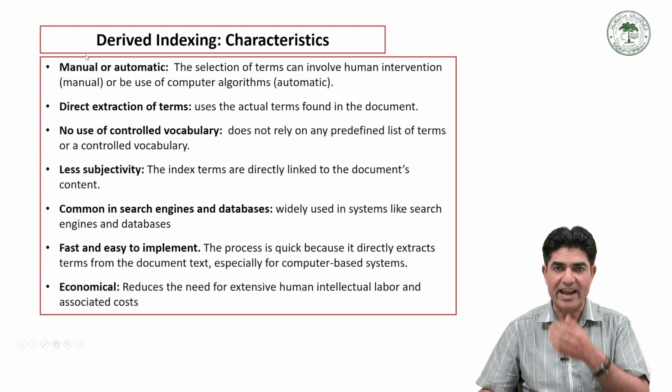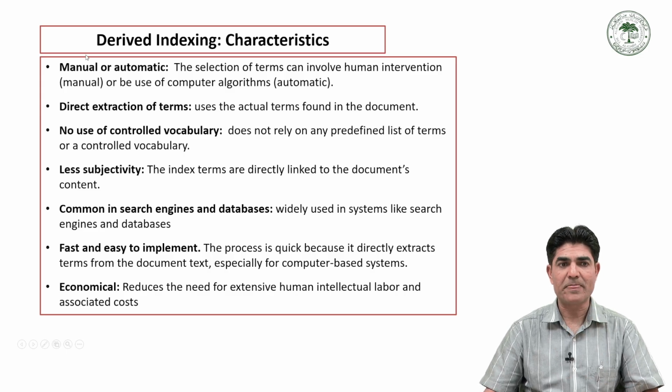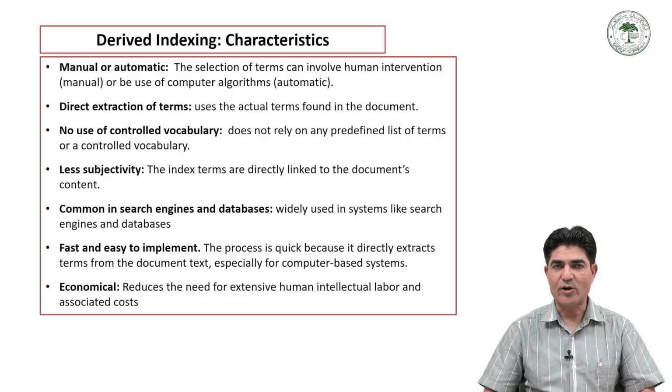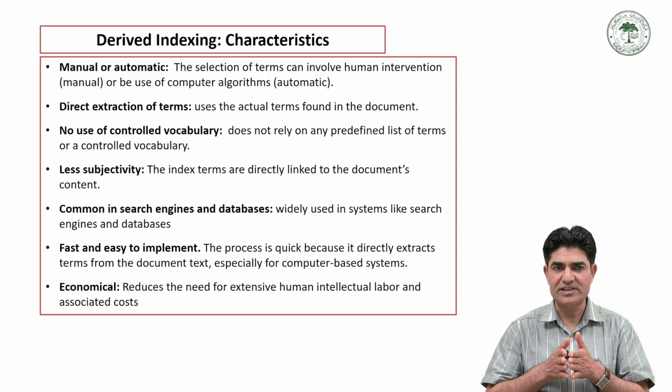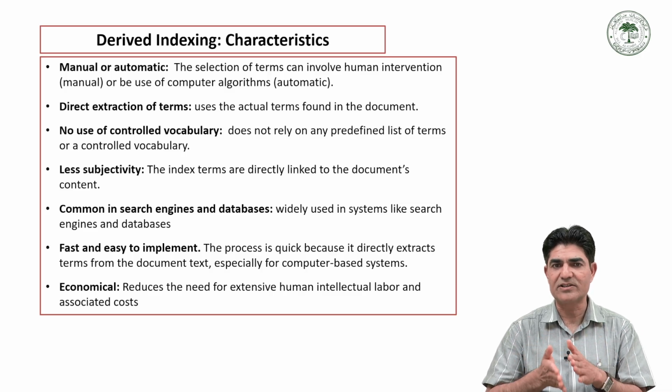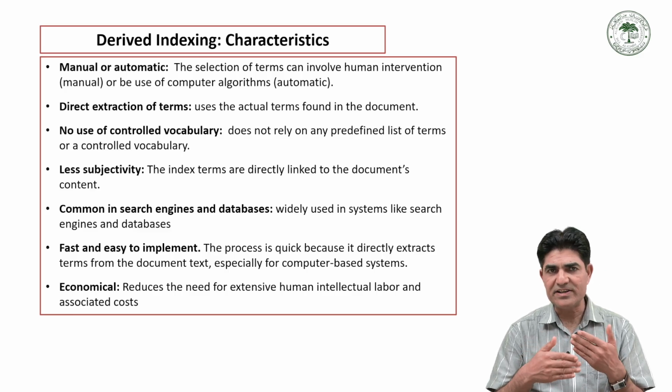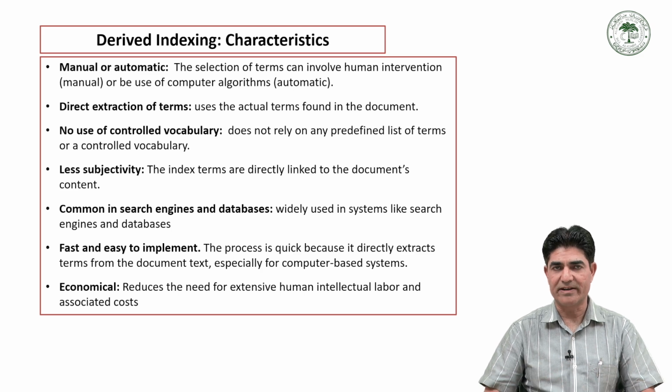So there are certain characteristics of derived indexing. It can be a manual or automatic system. The selection of terms can be done through computer, that is automatic, using a computer algorithm, and it can be done by a human with the involvement of the human. It is manual.